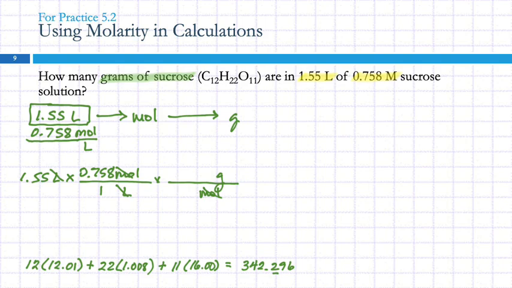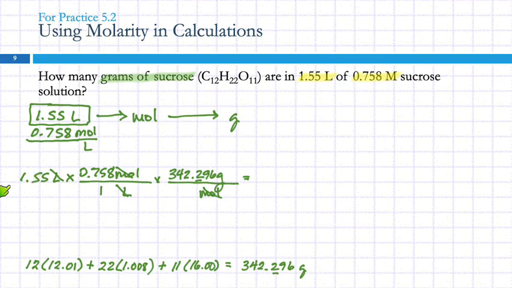Okay, so that's the relationship between grams and moles for this compound. It would be this many grams for 1 mole of the compound. So I'm going to put this number in here, 342.296. And then I'm going to get out my calculator again: 1.55 times 0.758 times 342.296.